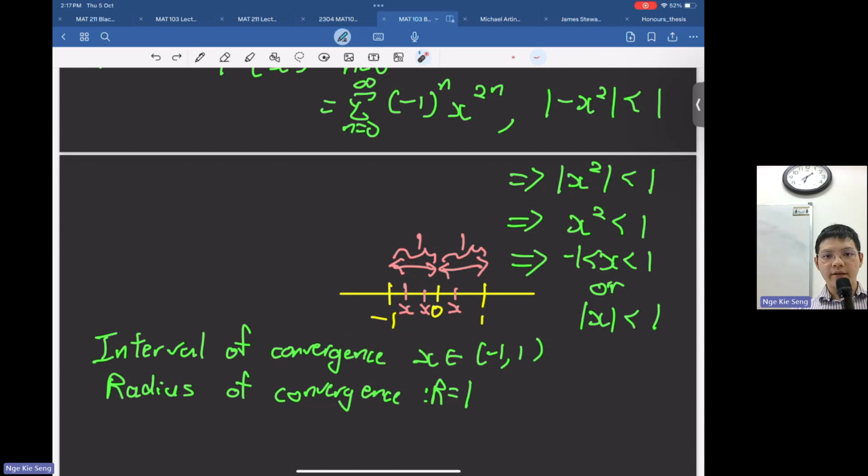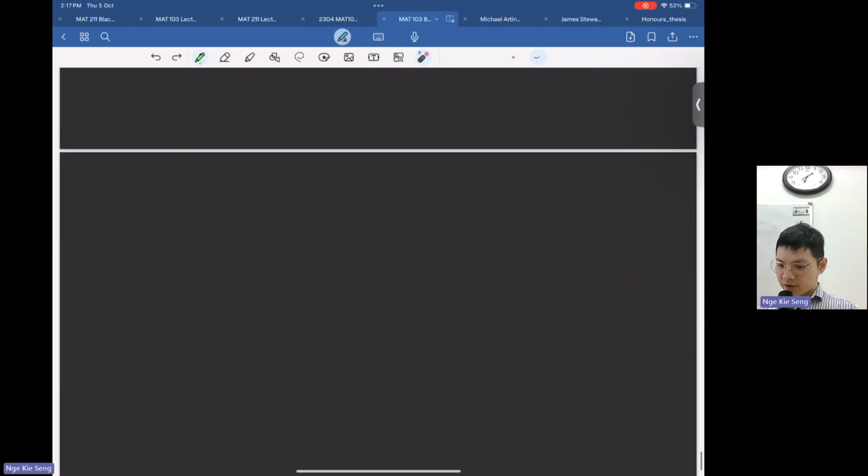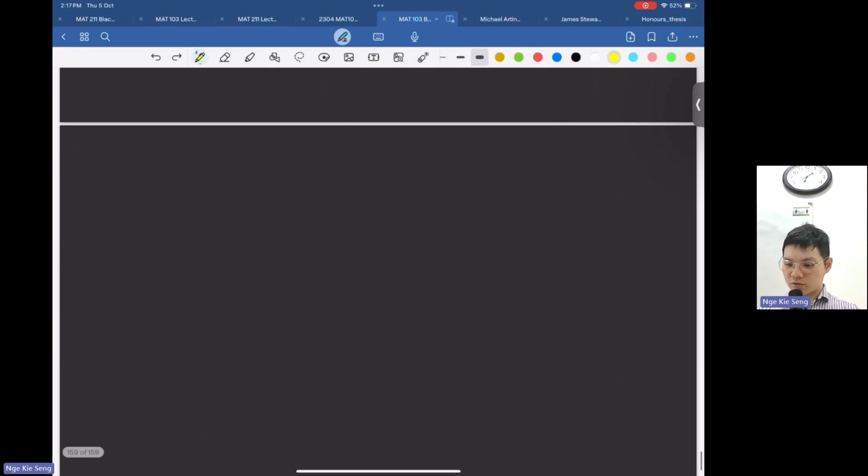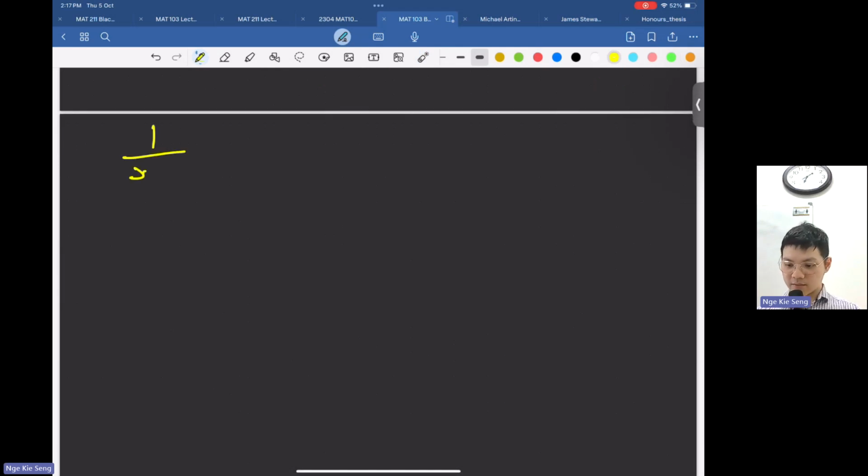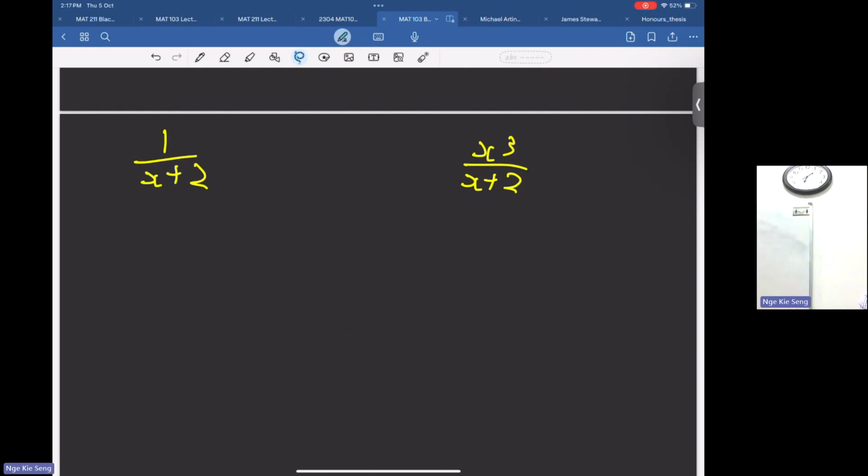Let's try one more. How about you try two at one go? Check these two: 1 over x plus 2, and x cubed over x plus 2. I think 3 minutes is enough, it's a very quick computation. Try to see if you can relate these two to 1 over 1 minus x.